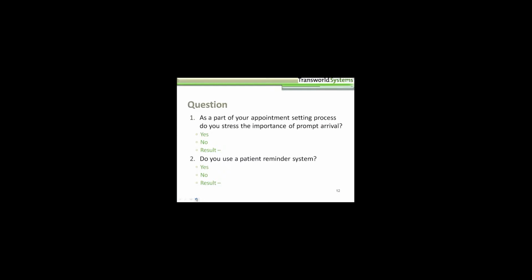88%. That's excellent. So let's start the second poll. Our second poll is, do you use a patient reminder system? Of course, both of these actions increase patient engagement from the onset of interacting with your practice and are going to increase your results.